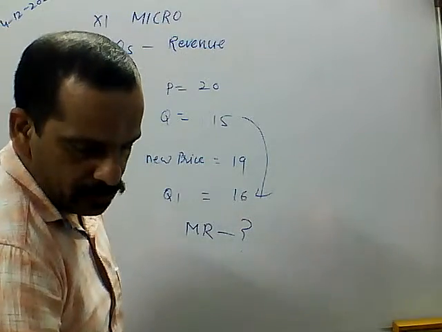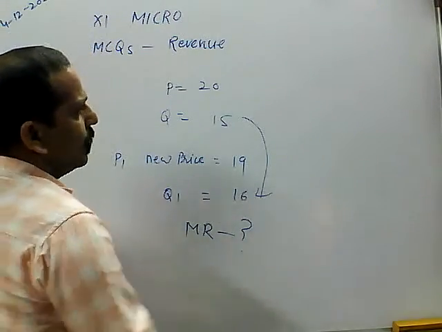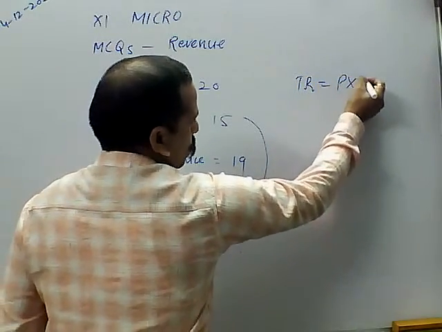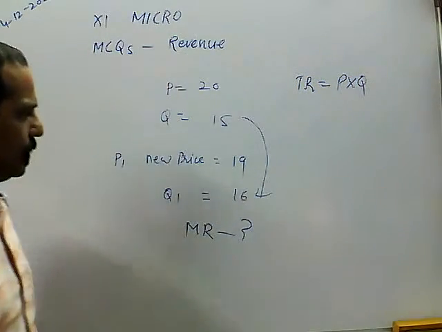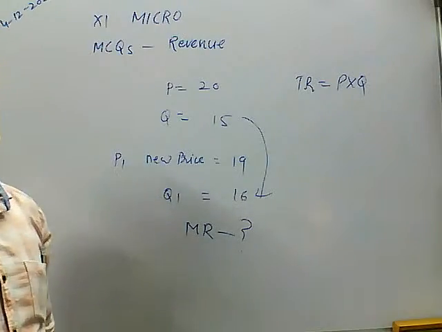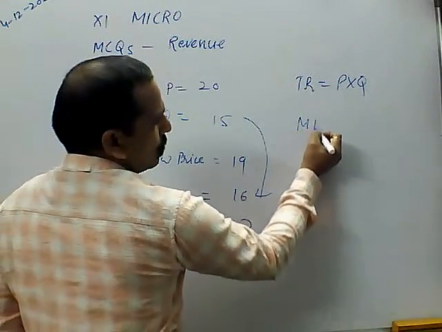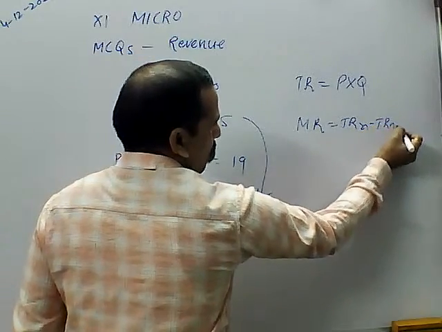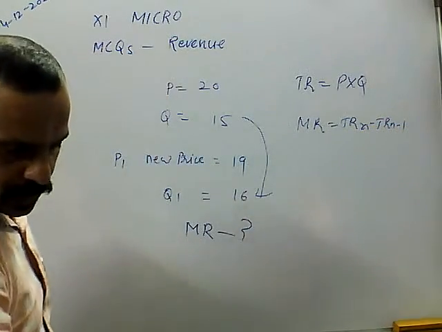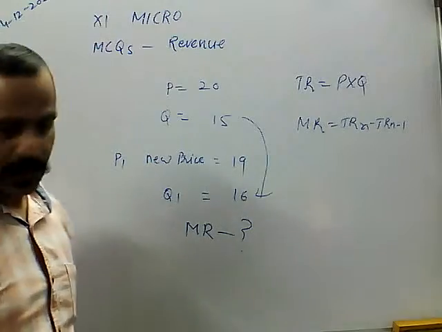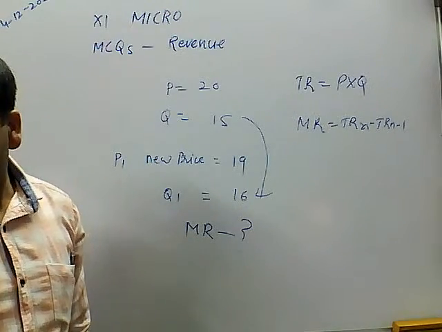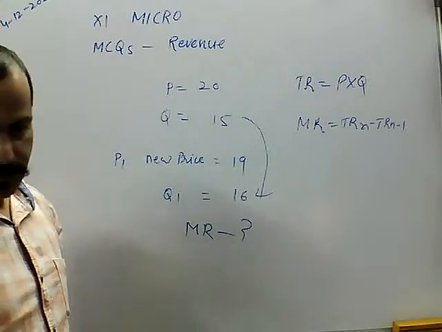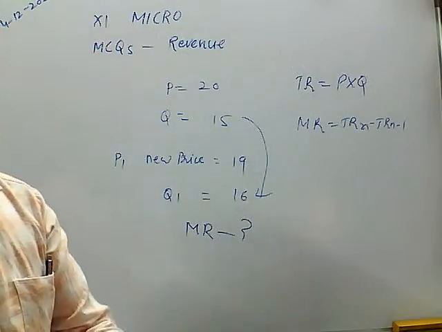Marginal revenue, and total revenue is equal to P into Q. Understood? This is the formula of total revenue. And what is the formula of marginal revenue? Total revenue n minus total revenue n minus 1. Understood? Calculate marginal revenue. Do the calculation.